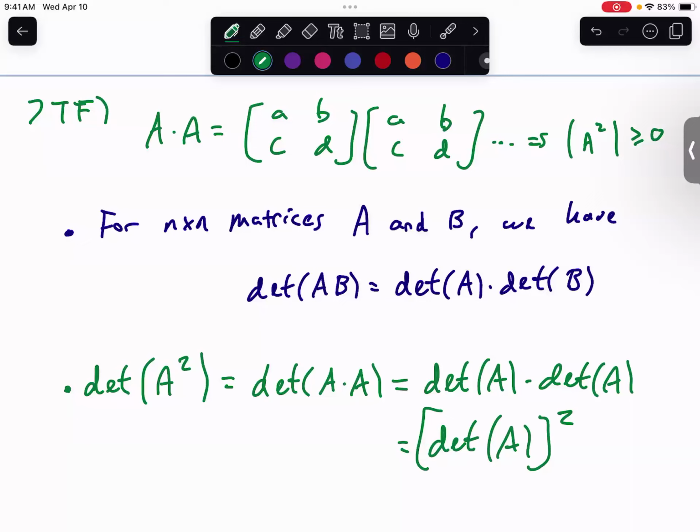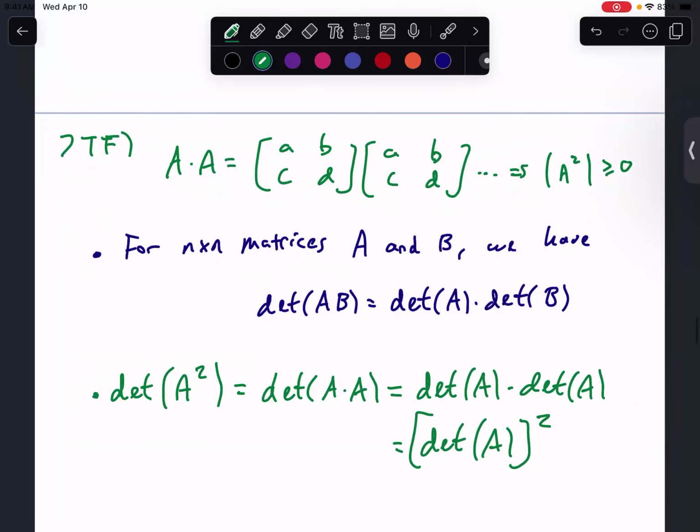This is why I specified that A is an n by n matrix with real entries. If it were complex, this could still end up being negative. For example, if the determinant ended up being i, then i squared is equal to -1. But because the entries are real and we have a square, this has to be greater than or equal to 0.